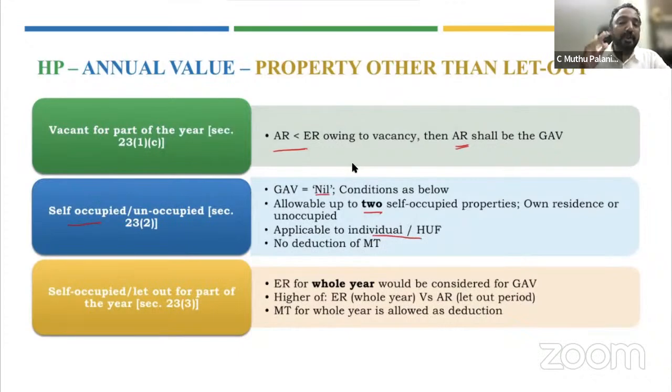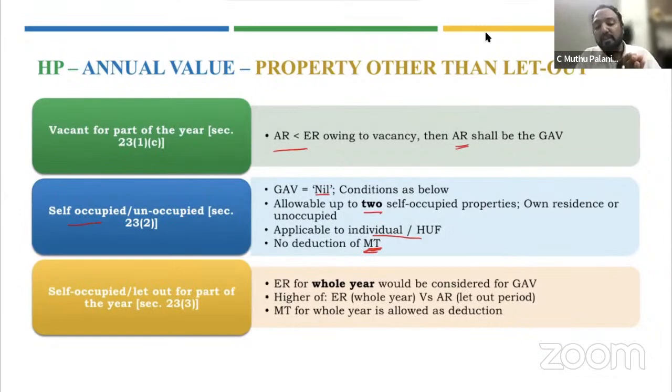And when you are occupying it for your own purposes, there is no concept of municipal tax, which means you cannot reduce municipal tax. Very simple reason. By reducing your municipal taxes, what happens? Your gross annual value becomes negative. So that is why you're saying that gross annual value minus municipal tax will become your net annual value. When you're self-occupying it, there is no gross annual value, which means if you reduce municipal tax, your net annual value becomes negative. Your net annual value cannot be negative. So municipal tax is not allowed for self-occupied property.